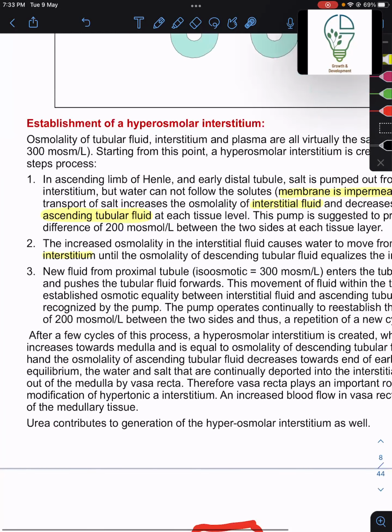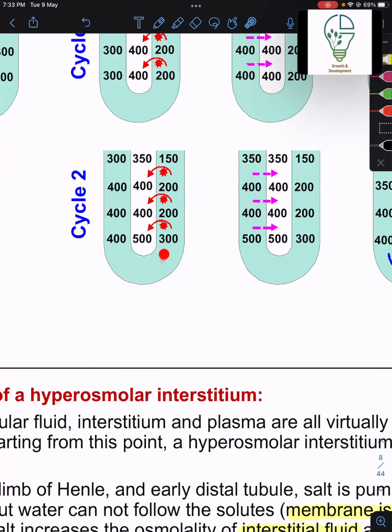So again, I just really want to emphasize the solutes that stay in the tubules are going to be excreted out of the body. And the ones that go into the interstitium will eventually go into the vasa recta. The vasa recta goes back into the bloodstream and it stays within the body. Okay, so inside the body, outside the body is the bottom line.